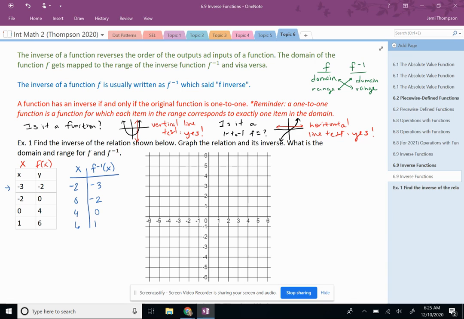The next part of the instruction says to graph the relation and its inverse. I'm going to do my original function in red. I'm just going to try to keep this straight here. And then my inverse in blue. So I'm going to graph this relation. I'm going to go through and plot each one of these points. -3, -2. -2, 0.